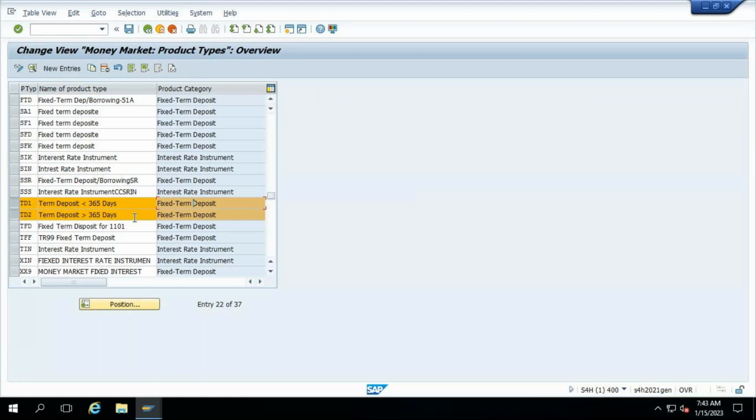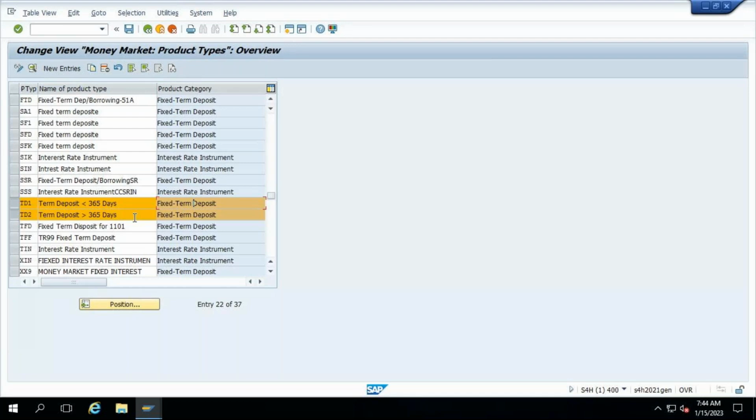Okay. And when I create the product type this way, my accounting determination will change. Now I'll create two different GLs. One GL would be for short-term investment, or I can create current investment and non-current investment, or investment for more than 365 days and term investment less than 365 days. So this is where your TRM consulting skills will come into the picture.